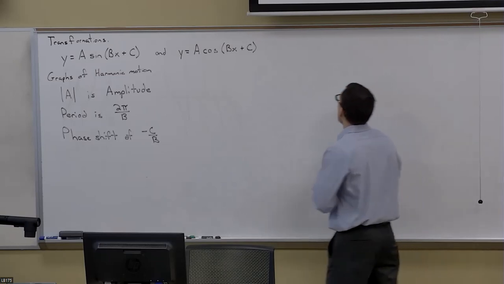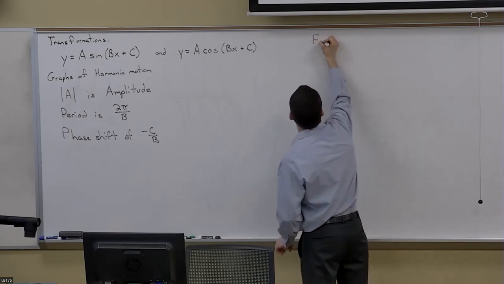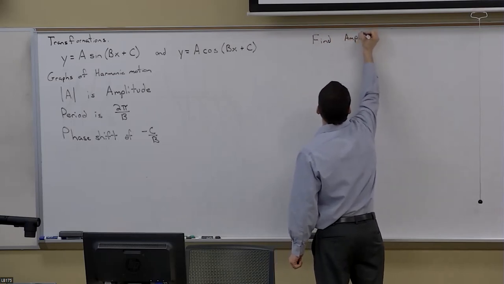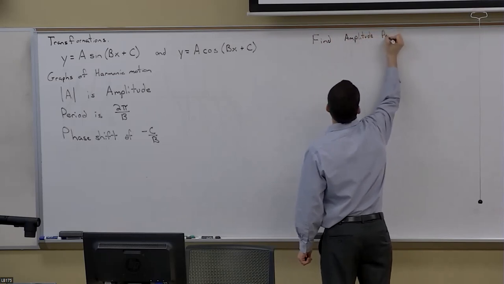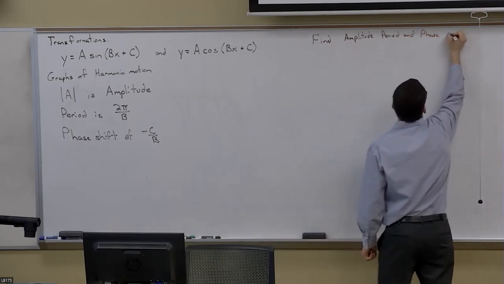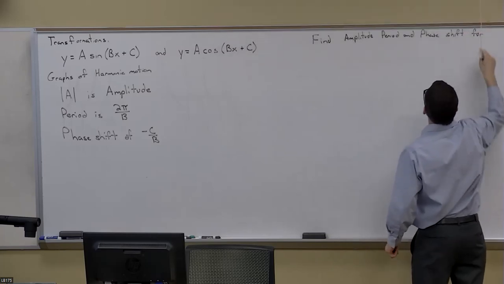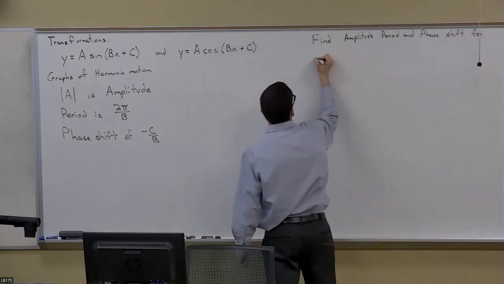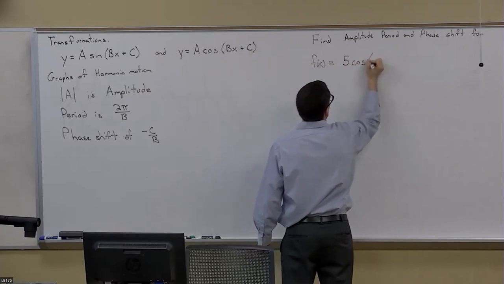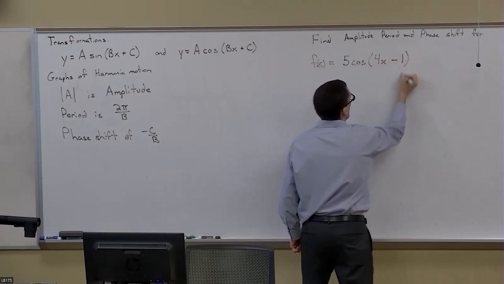All right, so let's do a couple of problems. Let's find the amplitude, period, and phase shift for f of x equals 5 cosine of 4x minus 1.